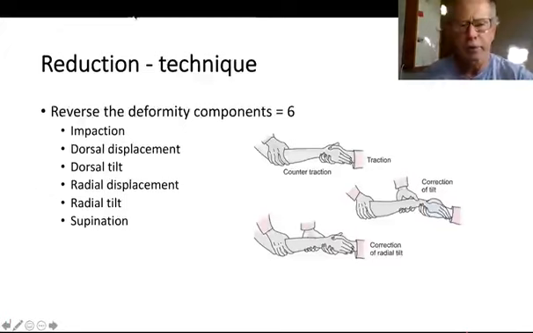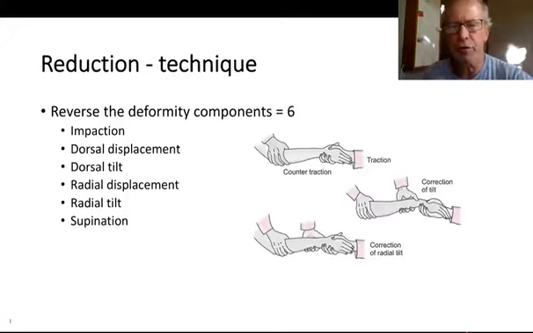Okay, so reduction. Now the technique, it would be nice to be able to demonstrate that. Maybe Dylan, you could organize a little video on that. But effectively, what one needs to do is reverse the deformity, and there are 6 components to a Colles fracture, and you need to reduce all of those. The first is that a Colles fracture is impacted. Second, it's dorsally displaced. Third, there's dorsal tilt. There's radial displacement, there's radial tilt, and it's a supination injury. Those are the 6 components of a Colles fracture.